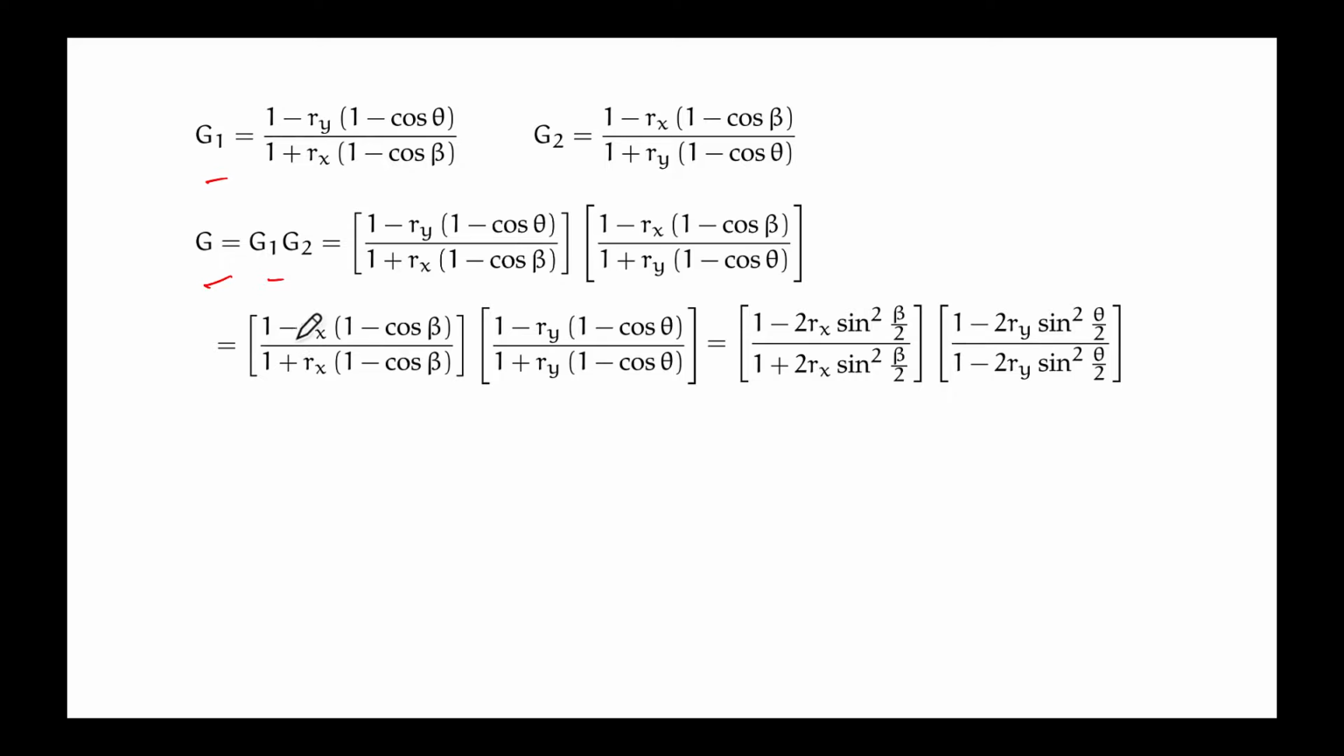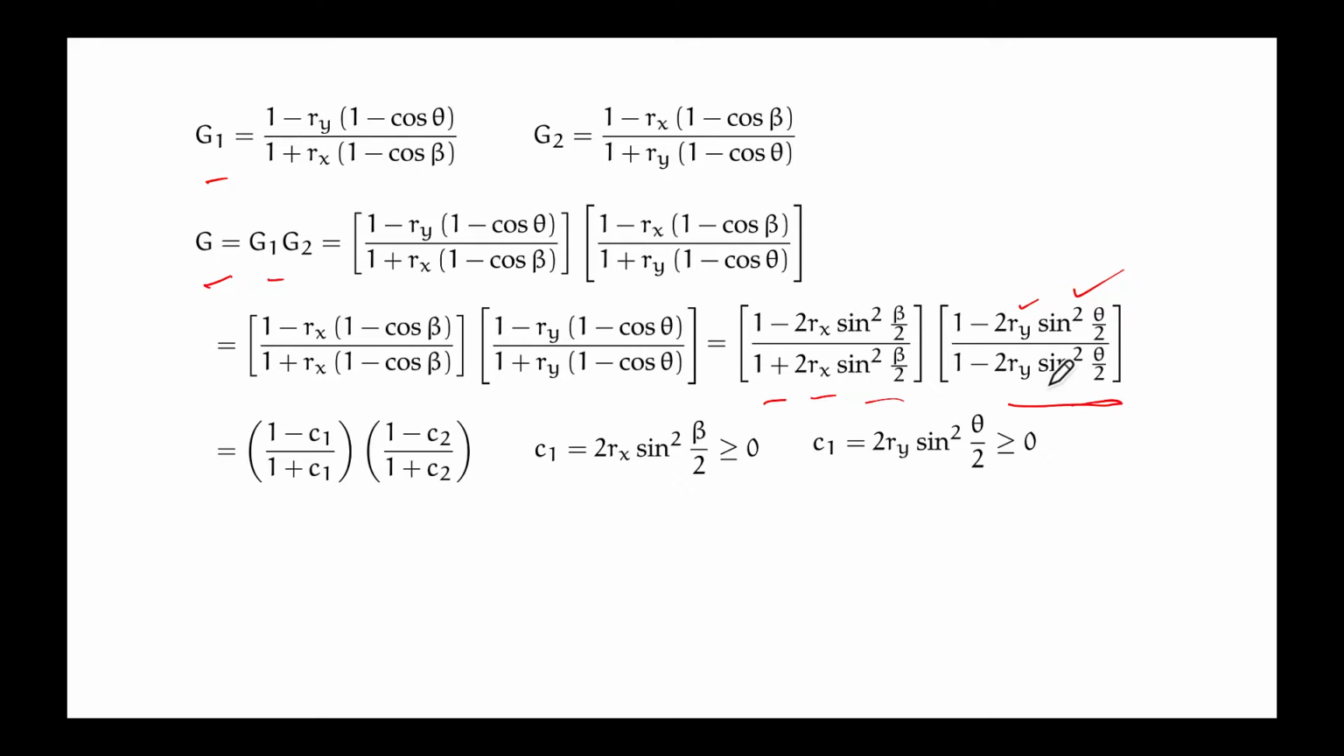So I have the first term is 1 minus rx, 1 minus cos beta divided by 1 plus rx, 1 minus cos beta. Second term is 1 minus ry, 1 minus cos theta divided by 1 plus ry, 1 minus cos theta. So I have 1 minus 2 rx sine square beta by 2 divided by 1 plus 2 rx sine square beta by 2. Similarly, here I have ry sine square theta by 2.